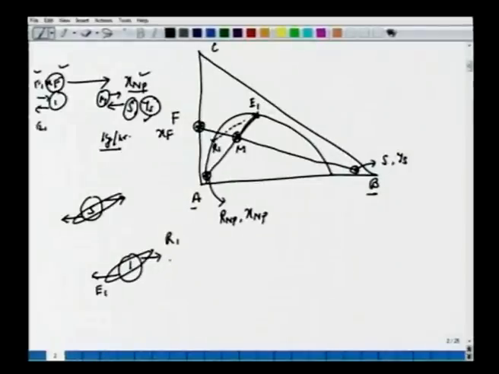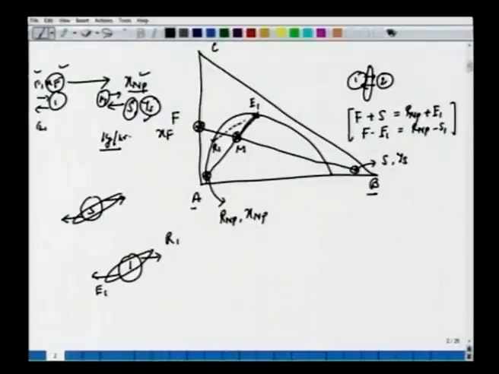But then to proceed further, what we did in the last class is that we realized that the difference between two stages, so here we have stage 1, stage 2, the difference between the flow rates of these two streams is a constant. So essentially we are saying that F plus S equals R1 or RNP plus E1, and at the same time we can write F minus E1 equals RNP minus S1.